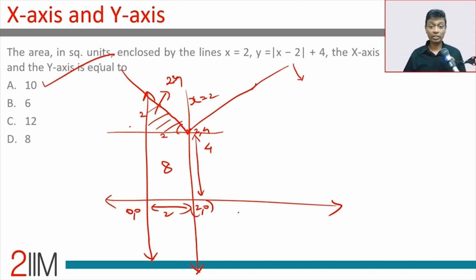If you know y equal to mod x, you should have a sense of y equal to modulus of x minus 2. If you know y equal to f of x, you know y equal to f of x plus 4. Just take it higher. Then you visualize the shape. Think of the trapezium. Think of a right angle triangle and a rectangle.